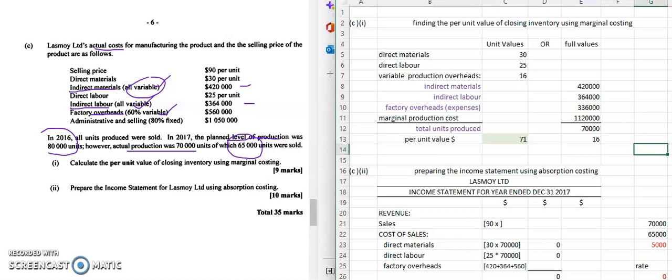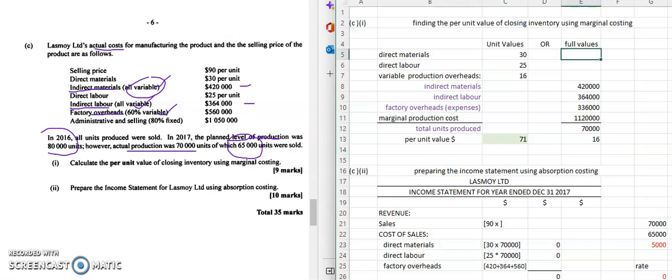So now I can add all three together, 30 plus 25 plus 16, and that will give me that the per unit value of the closing stock under the marginal approach is $71. Now, of course, I could have easily multiplied out every single thing here by 70, or divided all these numbers here by 70 to get the answers.